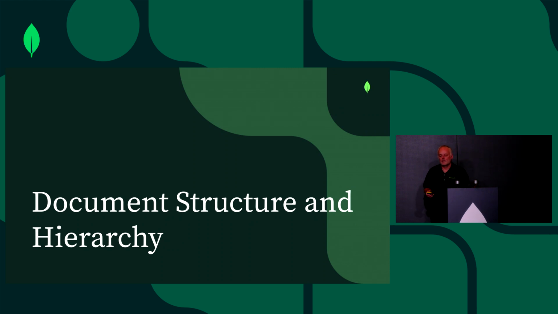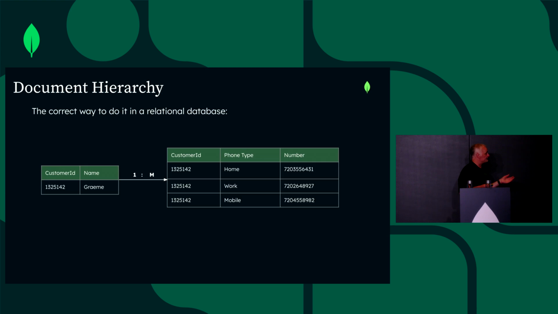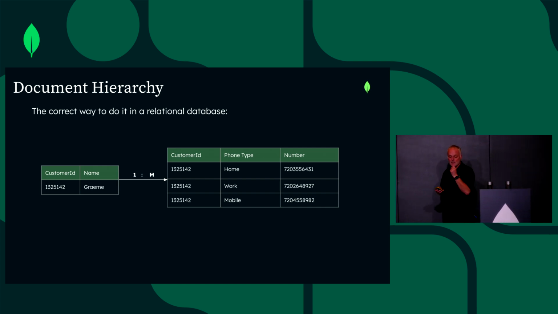Okay, so the structure within your document. As you should have learned by today, one of the big differences with Mongo is you don't have to have individual columns which are scalar values. You can have embedded documents. You can have arrays. We can take advantage of those. As we've already seen, in a relational database, this is how you're meant to model a customer with their phone numbers, with a one-to-many relationship.